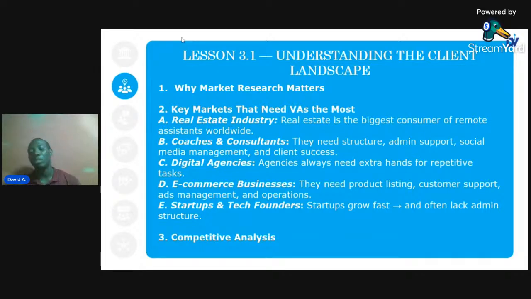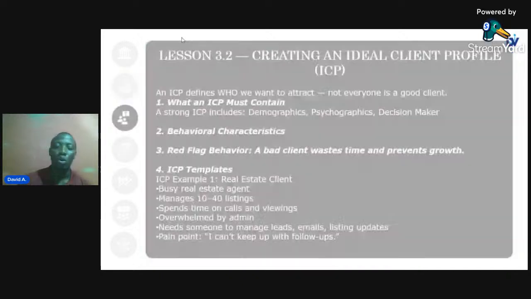Let's proceed to the important thing, creating client profile. So we talked about market research earlier, and we're talking about client profiling, ideal client profiling. You cannot just work with anybody, right? You cannot just work with anybody or everybody. There are some set of people that are easy and good to work with.